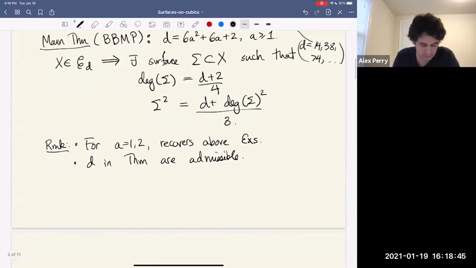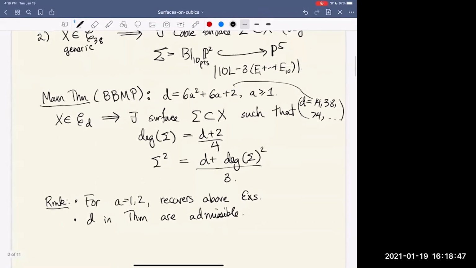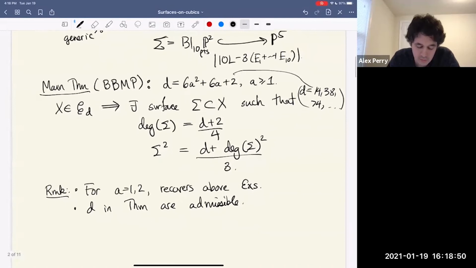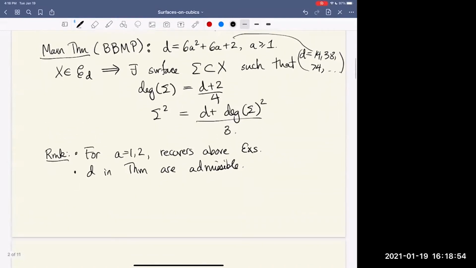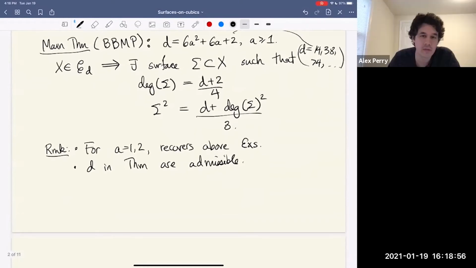And do you have a description of the moduli space of such surfaces? They're parameterized by a K3 surface. Exactly like for degree 14, right? Yeah, and you'll see from the construction that they're parameterized by a K3.